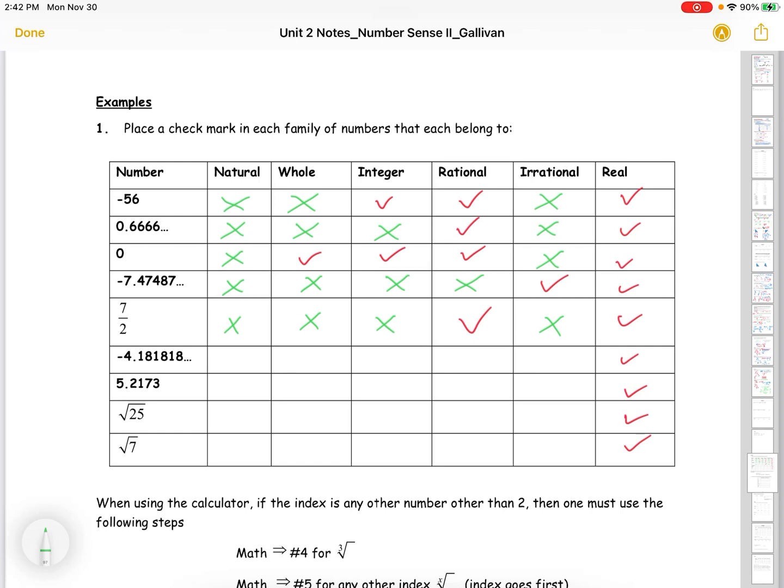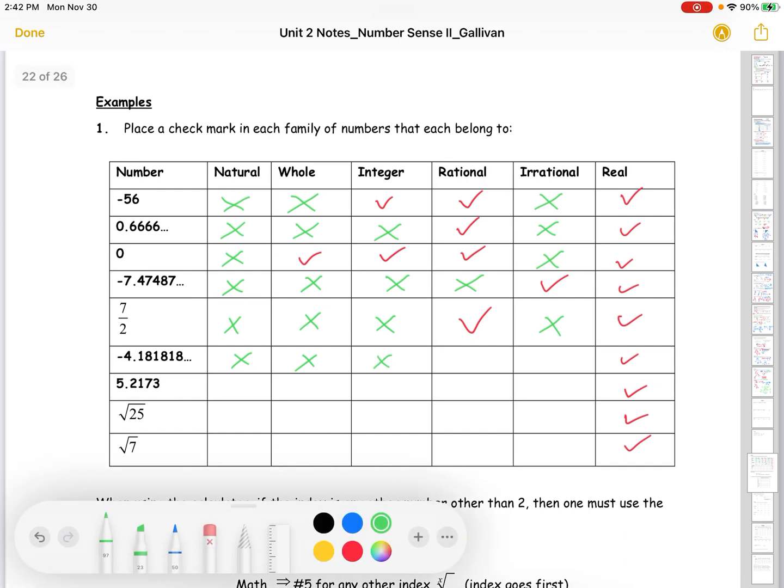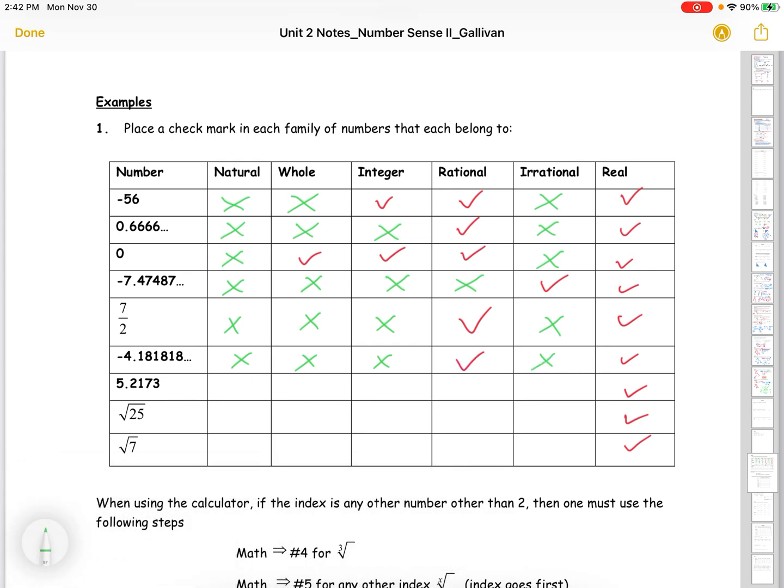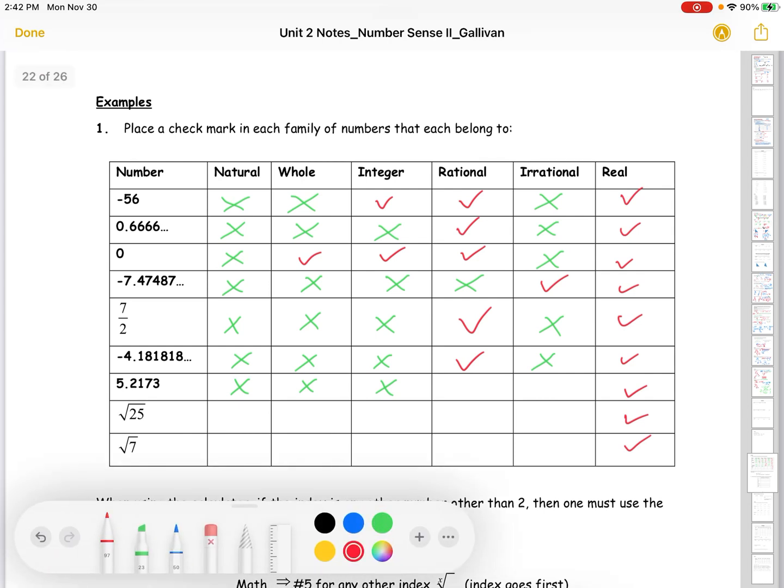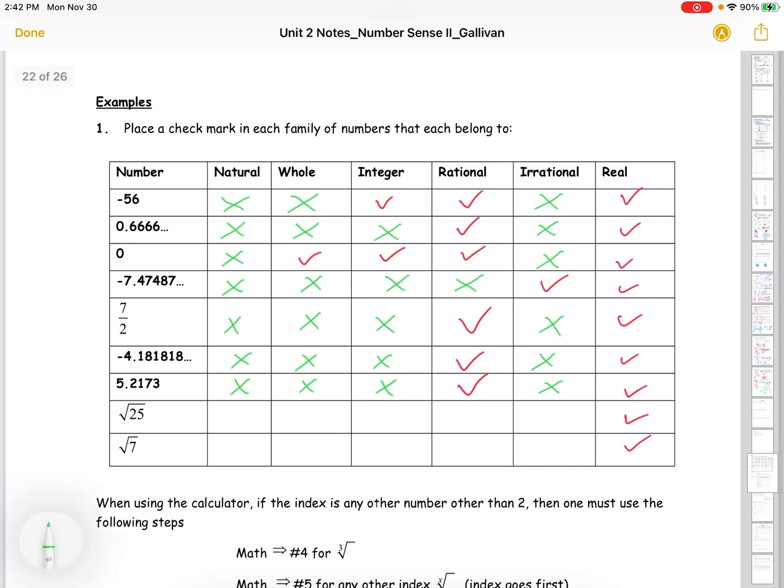Okay? Negative 4.181818, and so on. So it is a repeating decimal. So it's not natural, it's not whole, it's not an integer, and because it repeats, we would say it's rational, so it's not an irrational. Repeating decimals are rational, okay? We have a terminating decimal here. It's not natural, not whole, not an integer. It's a terminating decimal, so it's rational. So we can rule out irrational.